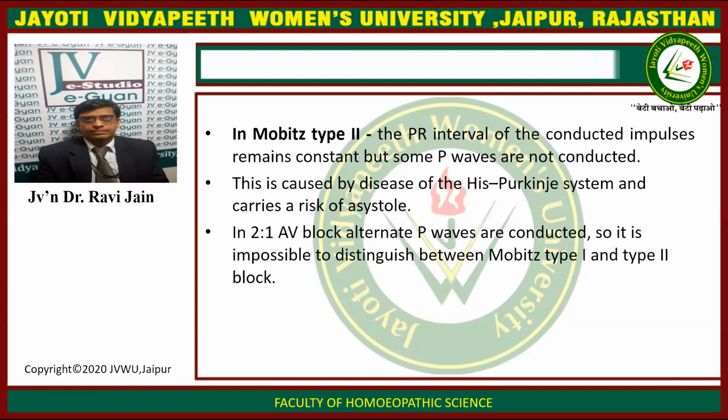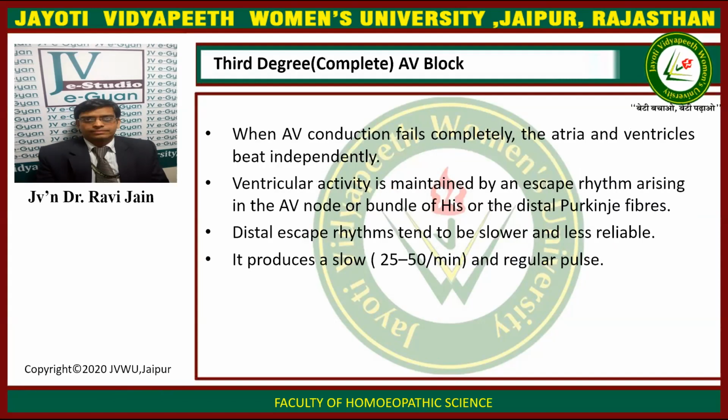Now, in Mobitz type 2, the PR interval of the conducted impulse remains constant, but some P waves are not conducted. This is caused by disease of the His-Purkinje system and carries a risk of asystole. In 2:1 AV block, alternate P waves are conducted, so it is impossible to distinguish between Mobitz type 1 and Mobitz type 2 block. Now we come to the third degree or the complete AV block.